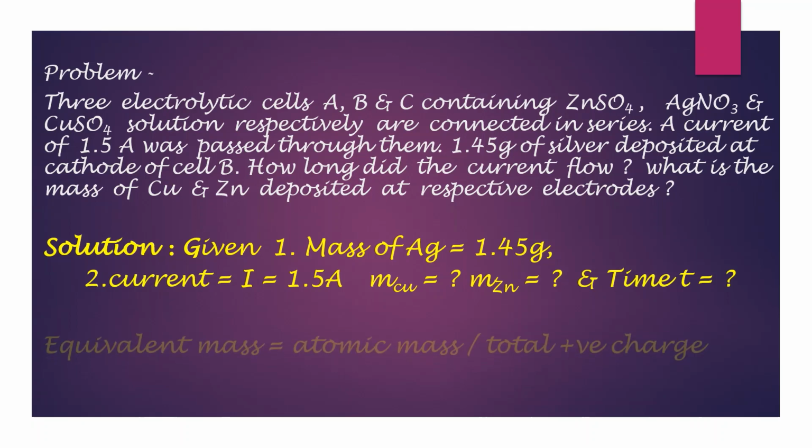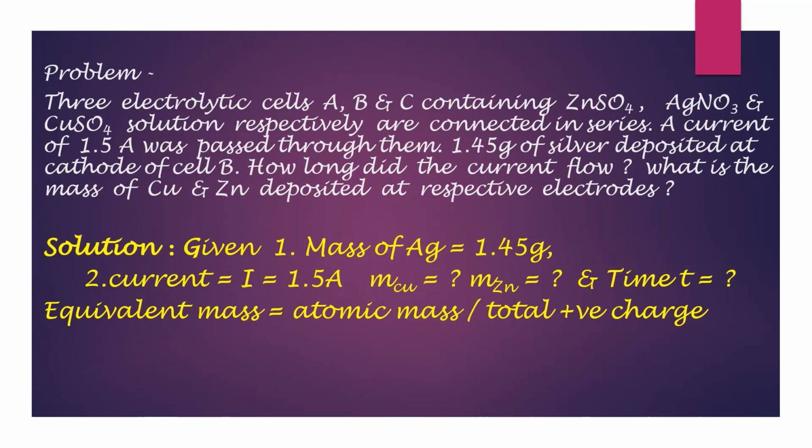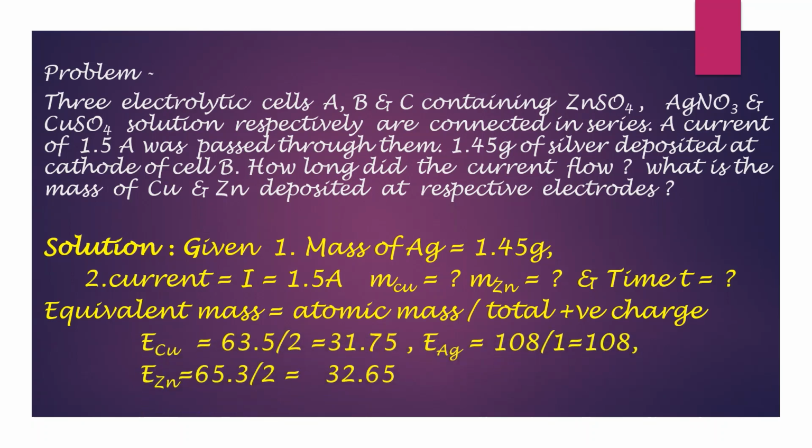Okay. Now first let us find out the equivalent mass of copper, zinc and silver. For finding out the equivalent mass, we have to use this formula: equivalent mass equals atomic mass divided by total positive charge. Now let us find out the equivalent mass of copper. Equivalent mass of copper equals atomic mass of copper divided by total positive charge of the Cu2+ ion.